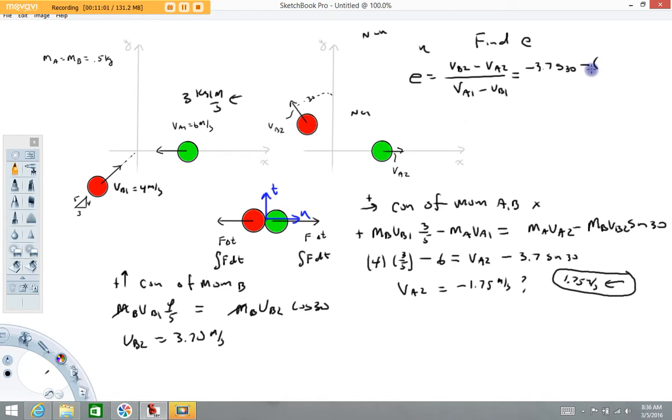Minus VA2. Now, VA2 doesn't have any sines or cosines, but the numerical value, based on the way I have this picture, is minus 1.75. Just be consistent. Over VA1. So I look over here, VA1 is negative 6 meters per second, minus VB1, keeping in mind we only want the normal component. So VB1, the normal component, is going to be minus 4 times 3/5.